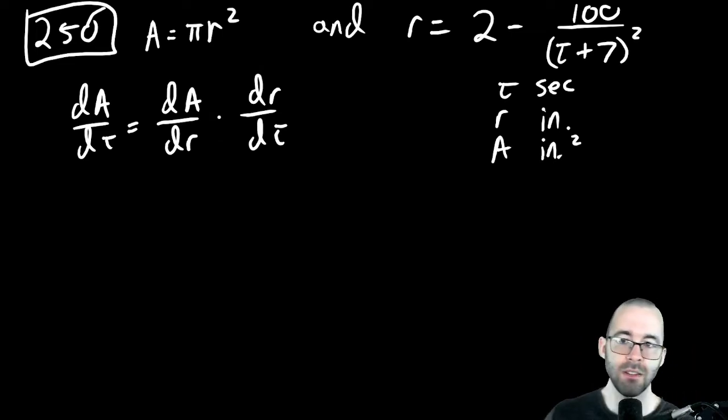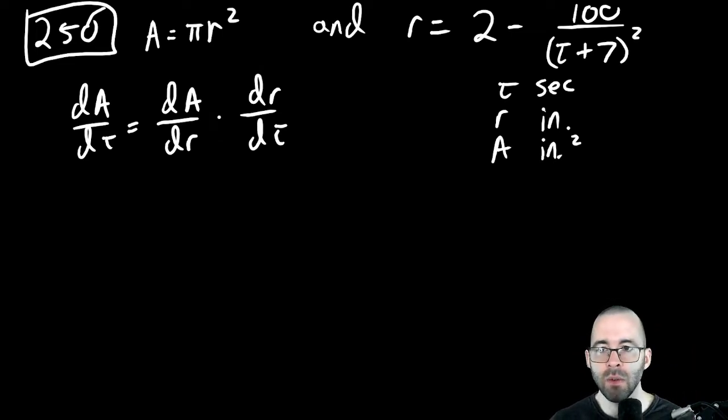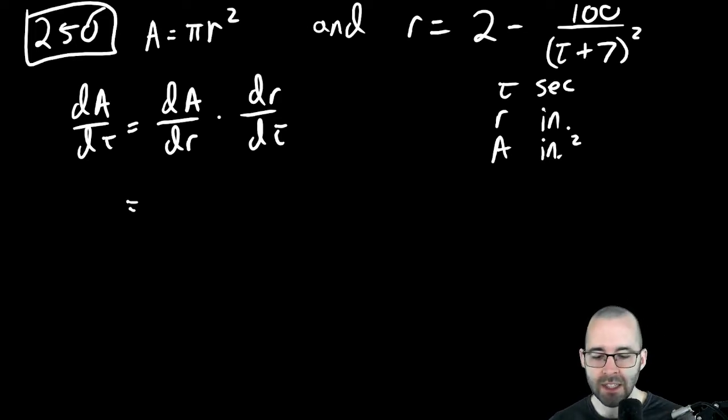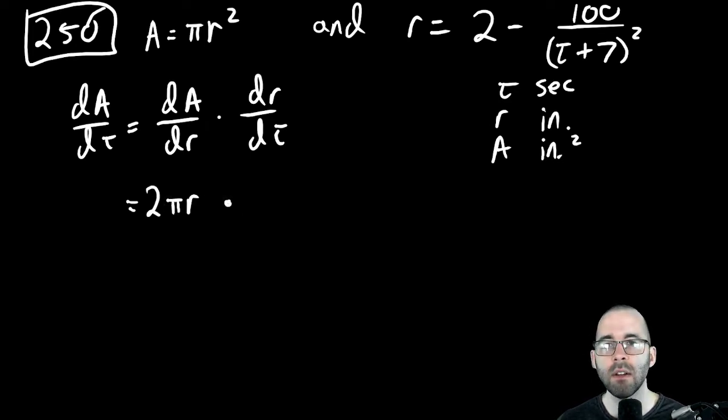Okay, tying all these concepts together. Well, once you know what to do, that we really just need dA/dt, or A'(t), finding these individual things is not so bad. What's dA/dr? The derivative of A with respect to r. So r is our variable, pi is a constant. It becomes 2 pi r, because by the constant multiple rule, pi comes out in front, and the derivative of r squared is 2r.